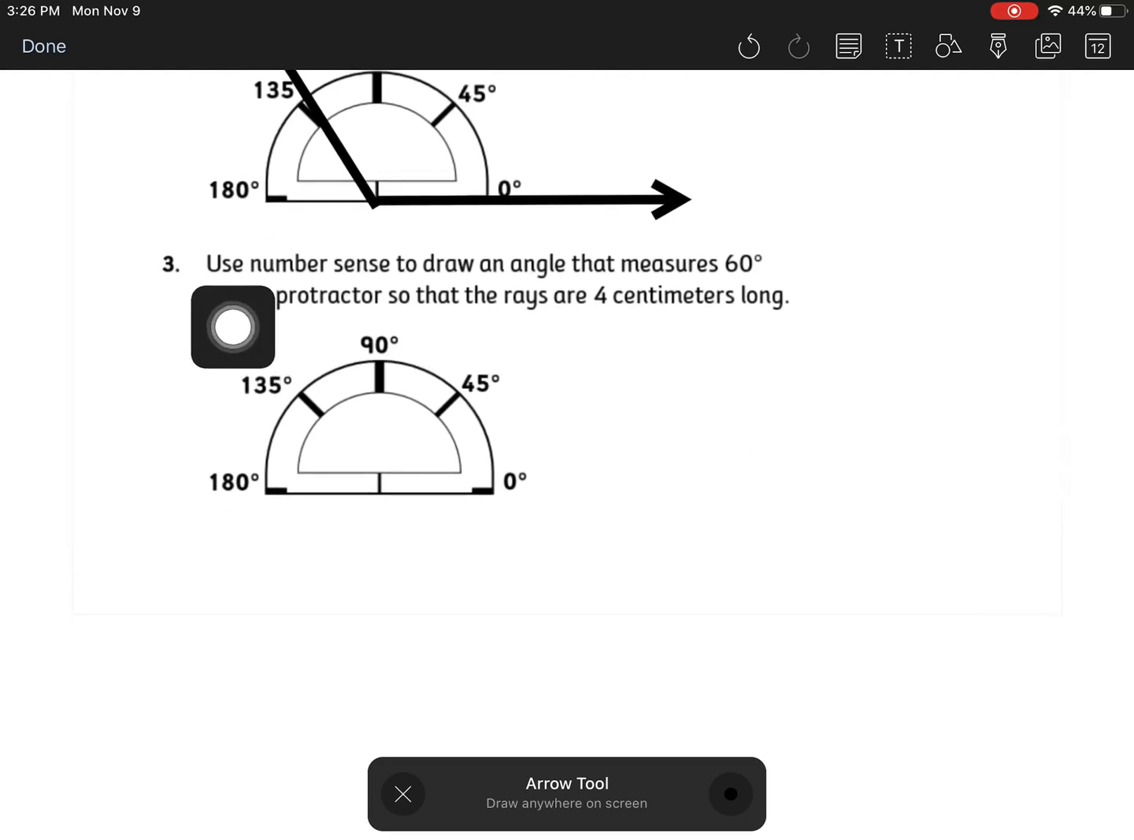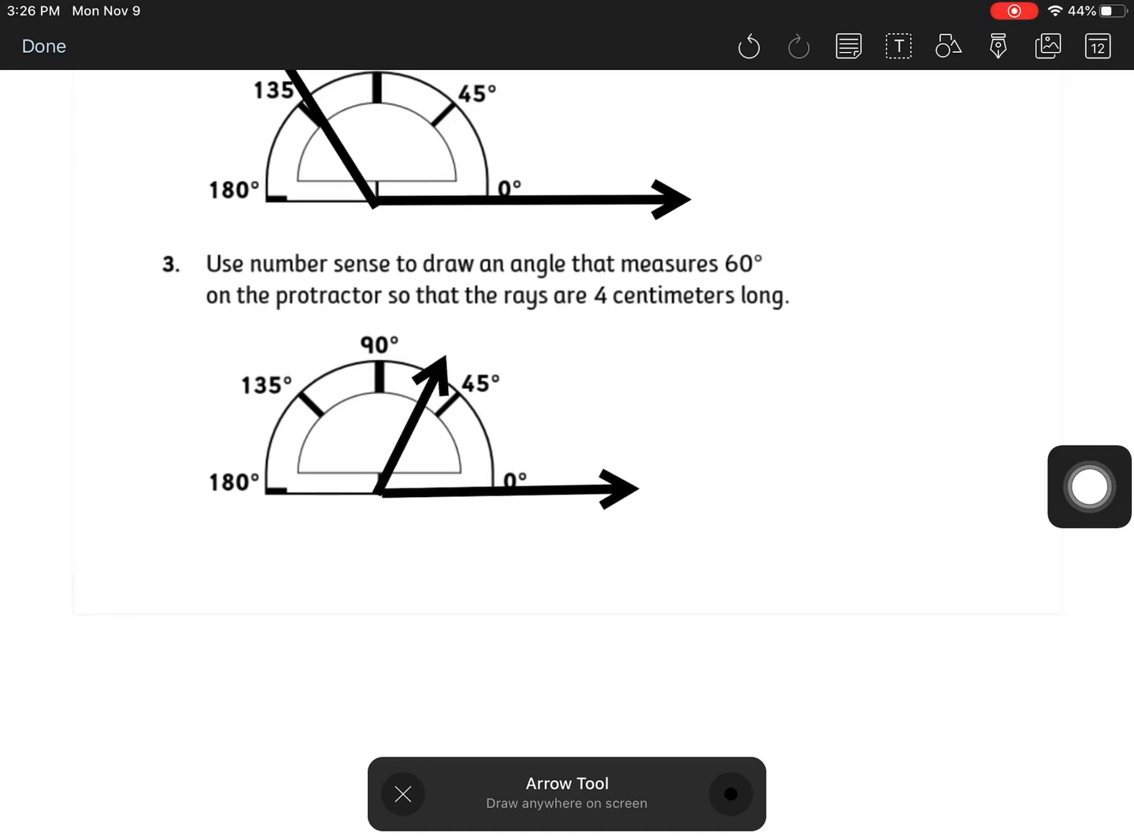Okay, next one. It says use number sense to draw the angle that measures 60 degrees. Okay, so 60. First start out at 0, and then 60 is going to be between 90 and 45, but probably a little closer to 45. It's 30 degrees away from 90, but only 15 away from 45. So let's draw it somewhere about there, a little closer to 45 than to 90.